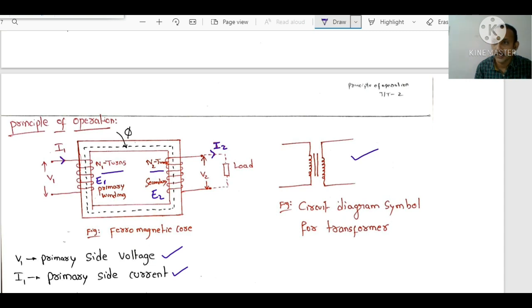Very, very important, dear students. E1 is the induced EMF in the primary. E2 is the induced EMF in the secondary. If there are no losses in the transformer, this entire voltage will be available across the load. Like that you have to understand. Clear? Right.